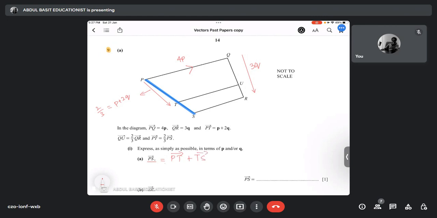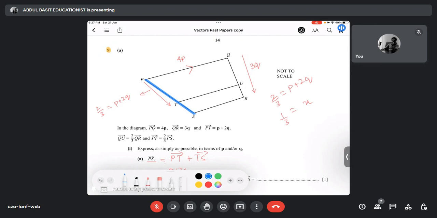Agree? Yes, sir. P to T is already given in the question, plus 2q. We need to find out TS. According to the question, we know that 2 by 3 is equal to p plus 2q, and 1 by 3 is equal to x. We don't know what this T to S is. Is this clear, everybody? It's a ratio thing.